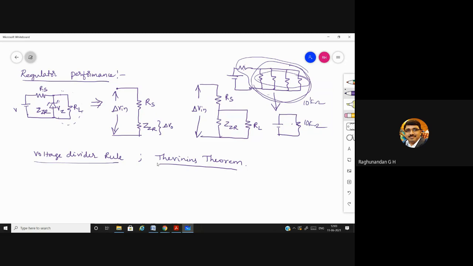Okay. Now coming to the voltage divider rule, here can you tell me who is going to be the decider in this circuit? Who is going to be the decider of the output voltage in this circuit? We have three resistors. Who is going to be the decider of the output voltage? Load resistance. Load resistance. Okay. Any other?